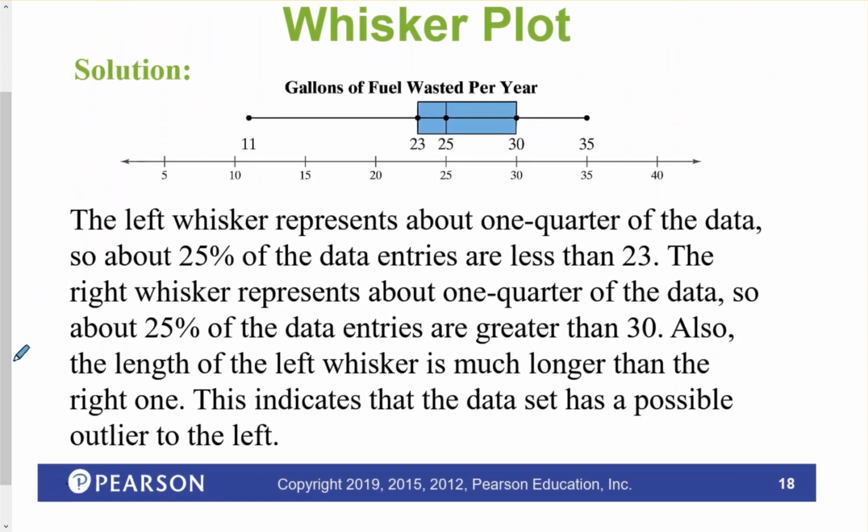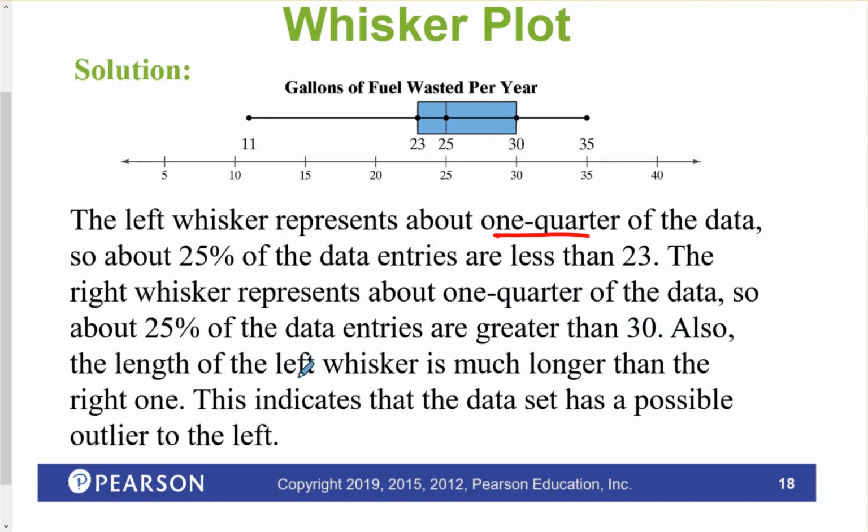Okay, so a little bit more interpretation. The left whisker represents about 1/4 of the data. So about 25% of the data entries are less than 23. Okay, good. The right whisker represents about 1/4 of the data also. So about 25% of data entries are greater than 30.